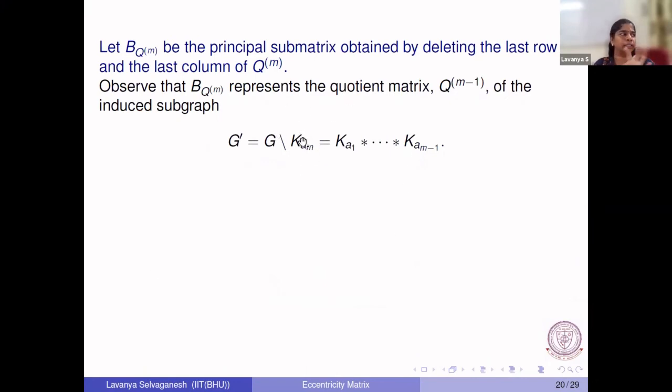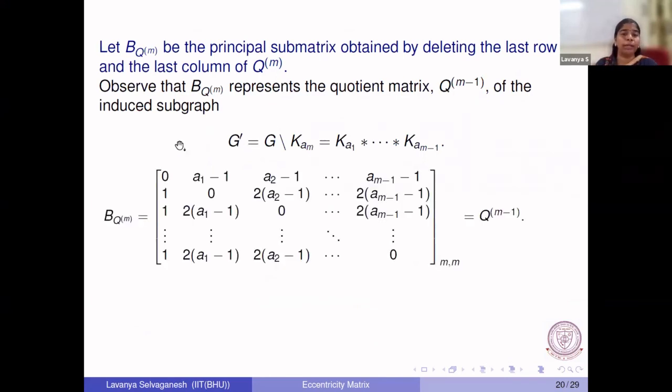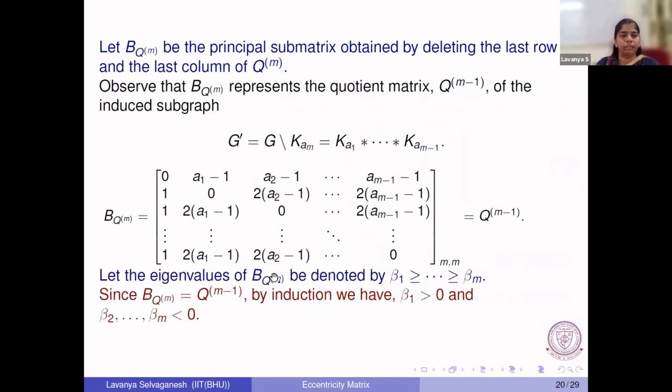If we delete the last complete graph block, then G prime, the corresponding quotient matrix of G prime, is nothing but QM minus 1, because there are only m minus 1 blocks, and that would be equal to the principal submatrix of QM. Suppose the eigenvalues of this block matrix are denoted by B1, B2, Bm. By induction, again, we have beta 1 positive and beta 2 to beta m negative.